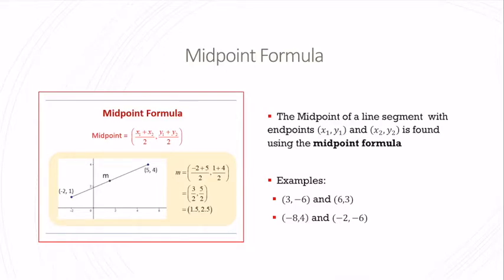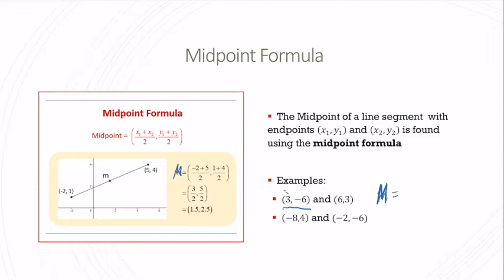The midpoint of a line segment with endpoints x1, y1 and x2, y2 is found using the midpoint formula. So let's solve one example first. If I have M equals, let's use a capital M for midpoint, and I want to find the midpoint between (3, -6) and (6, 3). I'll let my first point be x1, y1, and my second point be x2, y2.